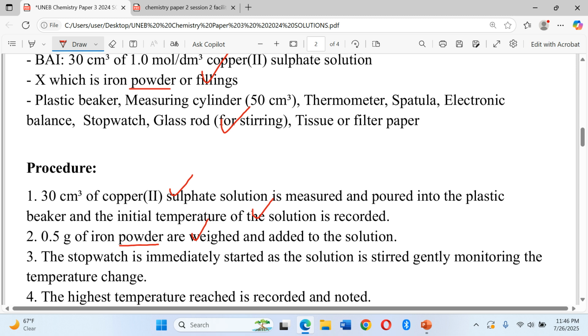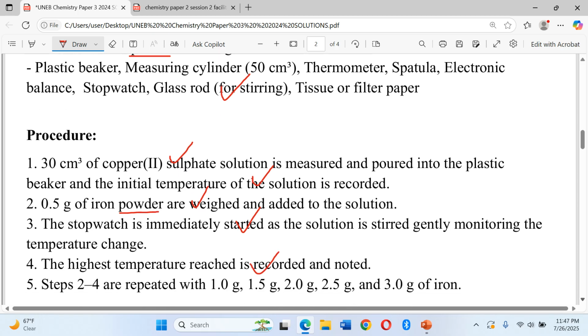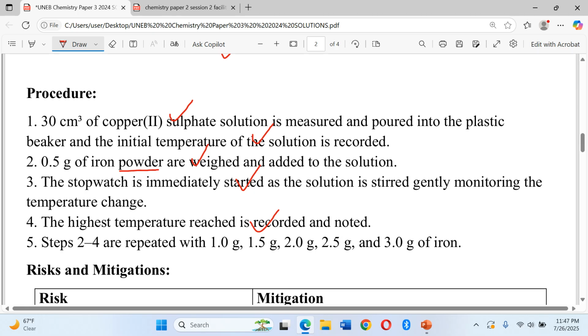Then the stopwatch is immediately started as the solution is stirred gently, monitoring the temperature change. Then the highest temperature reached is recorded and noted. Steps 2 to 4 are repeated with 1 gram, 1.5 grams, 2.0 grams, 2.3 grams.